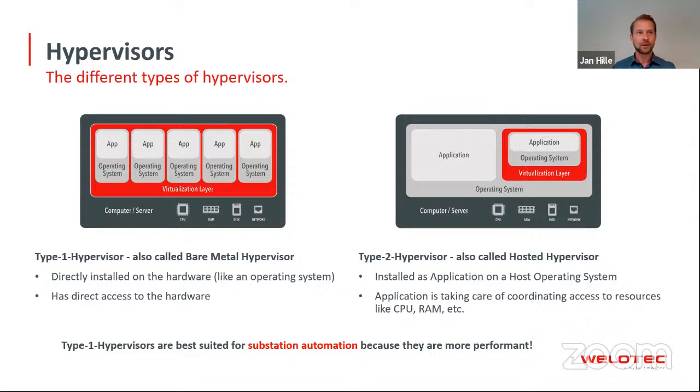You can, for example, install VMware Workstation or the Parallels hypervisor on a classic operating system like Windows. macOS, sorry, Apple's Mac OS, is also possible. This is then really an application running on your operating system, and this application takes care of managing access to the resources. These type 2 hypervisors are mainly used for testing purposes. Type 1 hypervisors are best suited for production environments, also for substation automation, because they have direct access to the hardware and are therefore much more performant.